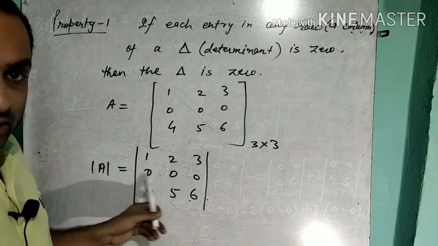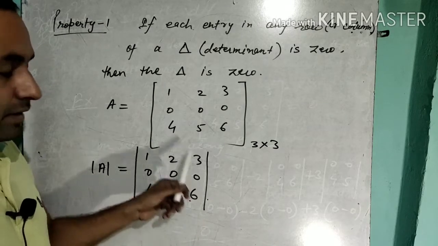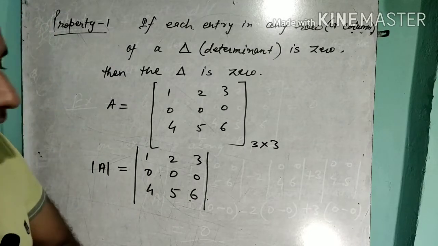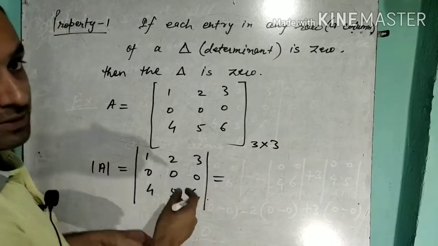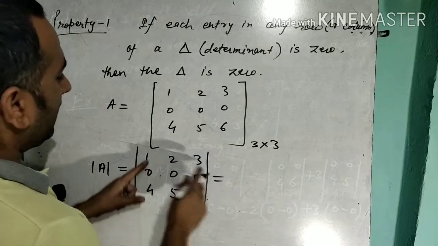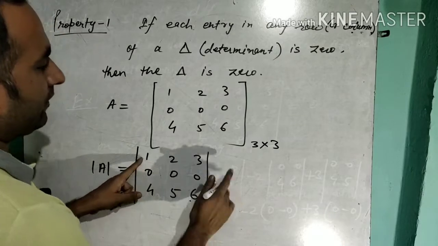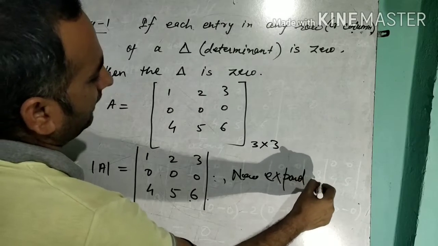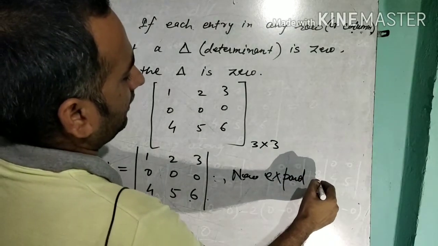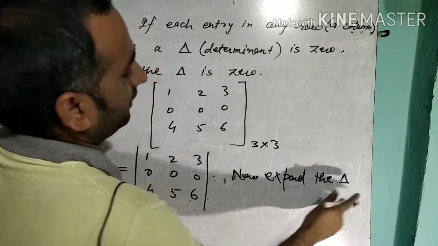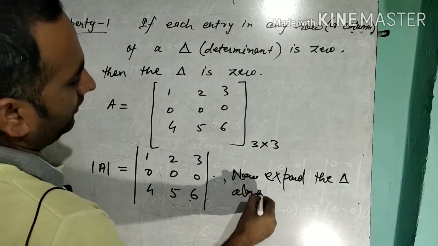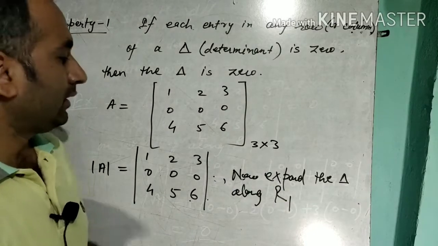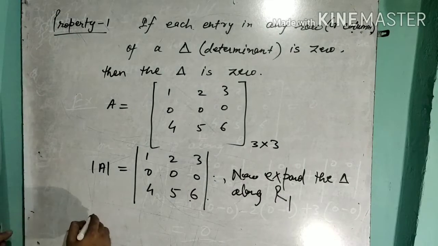Students, in this matrix, all the entries in the second row are 0. Now if you solve this determinant, what will be its value? See here, I am expanding the determinant along R1.